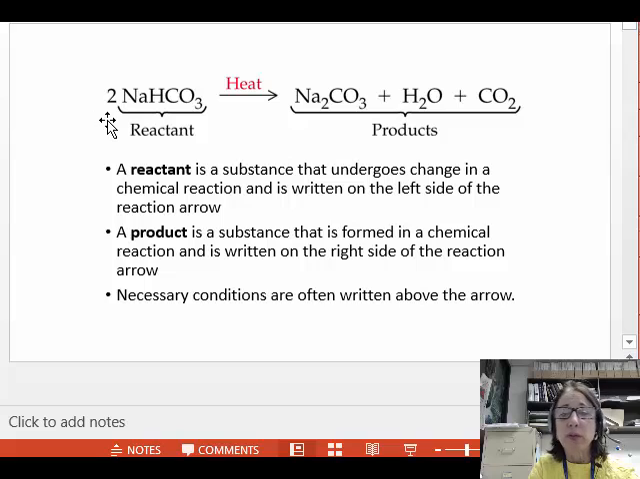The number 2 in front of the chemical formula of sodium bicarbonate is known as a coefficient. The other chemicals in this equation have a coefficient of 1. A coefficient of 1, like a subscript of 1 in a chemical formula, is not written expressly.